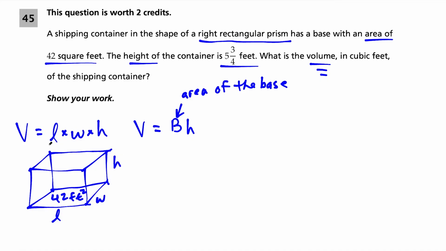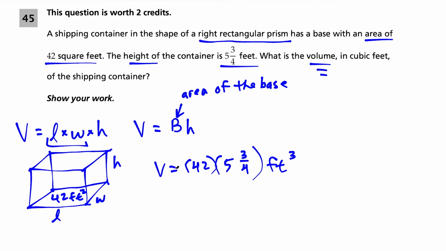So if you think about it, the length times width is the same thing as capital B. That is the area of the base. So in a sense, they did us a favor by already multiplying length times width. So then we just have to take the area of the base and multiply it by the height. So our volume is going to be the area of the base, which is 42 square feet, multiplying by the height, which is 5 3/4 feet. So we have times 5 3/4. And the units here for the volume is cubic feet. So we just tack this on at the end.